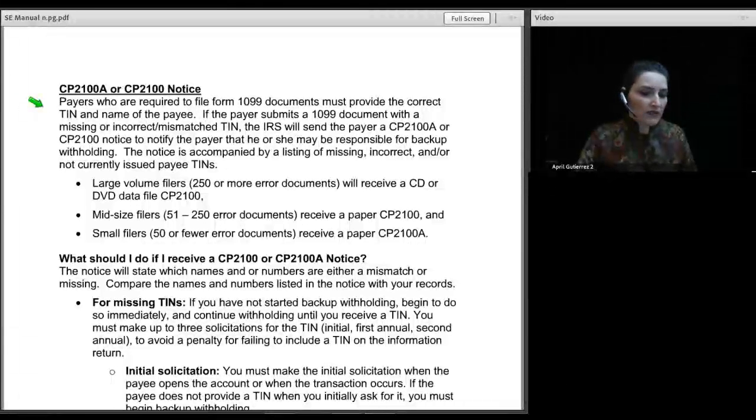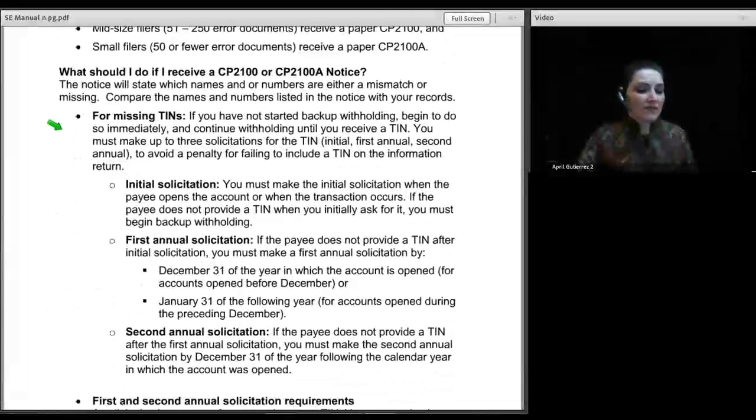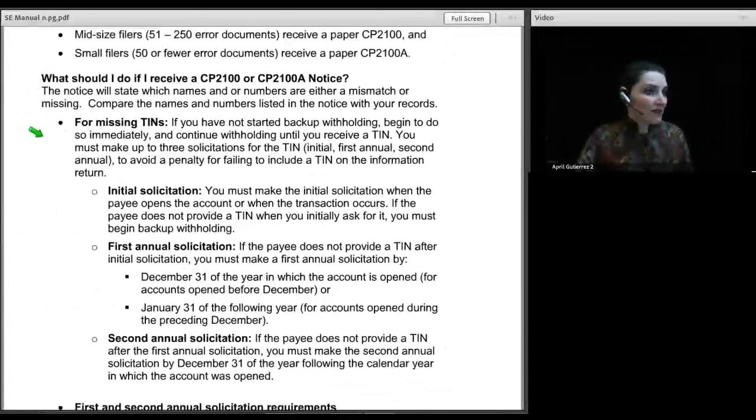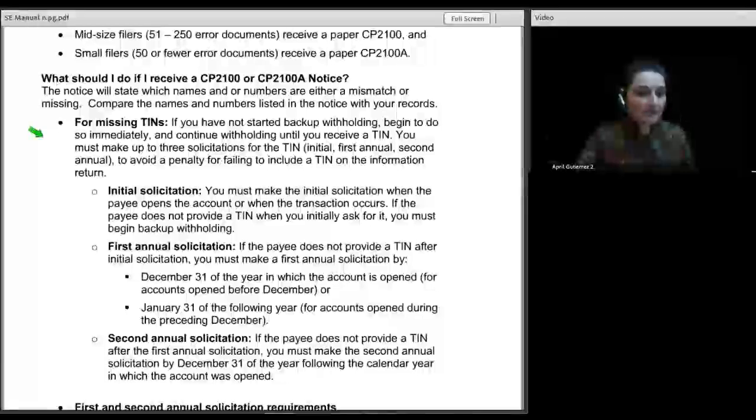Now, if you're a small business, you're probably just going to get a CP 2100A notice. Mid-sized filers, that is people who have filed 51 to 250 documents that have errors on them, will receive a CP 2100 notice. And large volume filers who have filed 250 or more documents with errors are going to receive a CD. These are all the people that are wrong, and all of these people that you have wrong numbers on, you need to start backup withholding is essentially what the letter says.